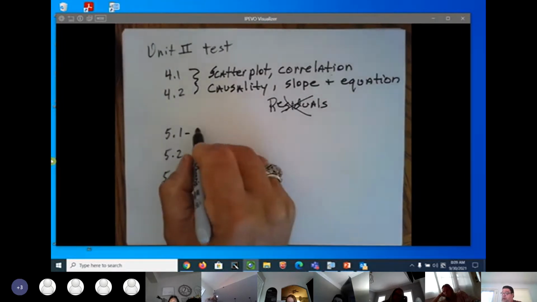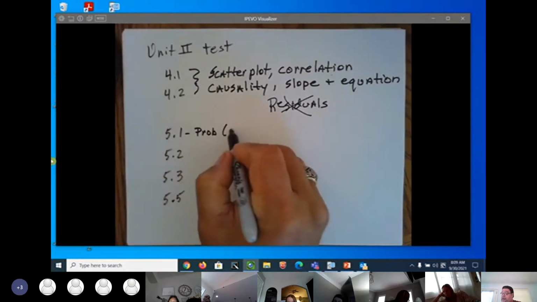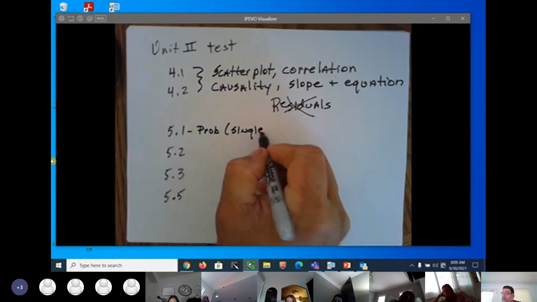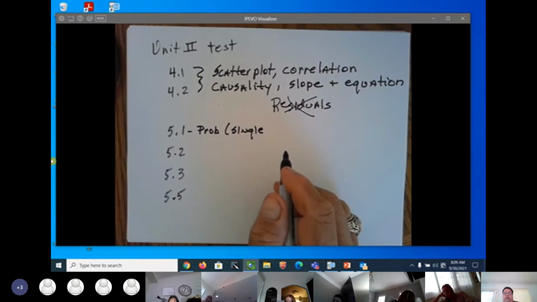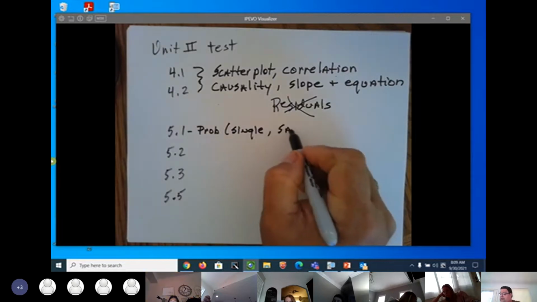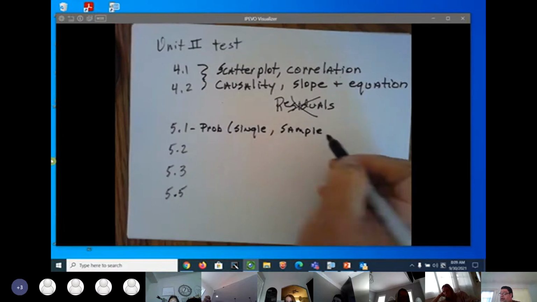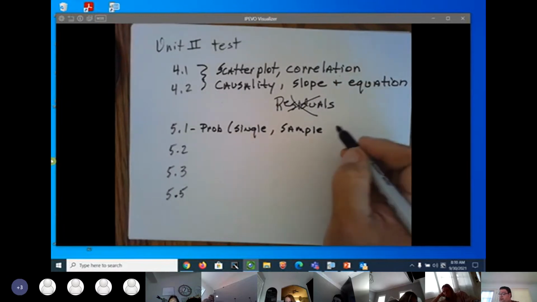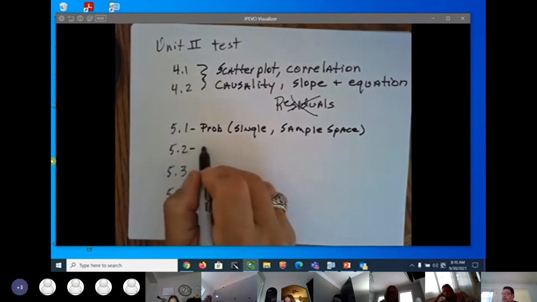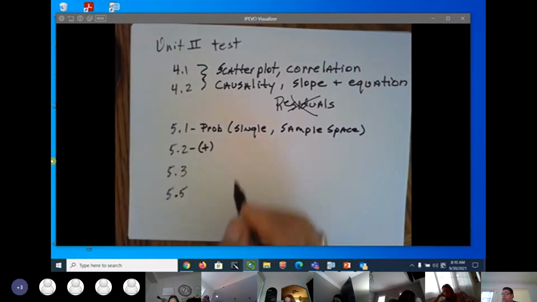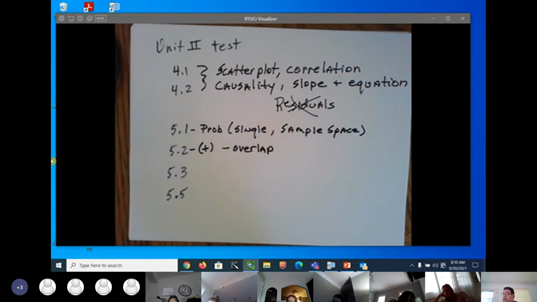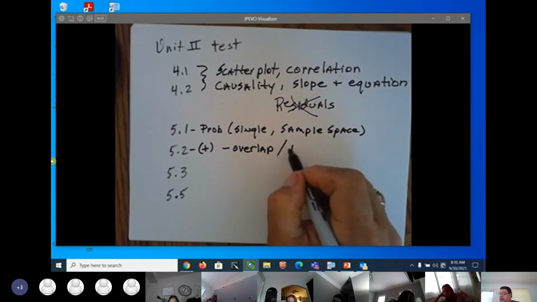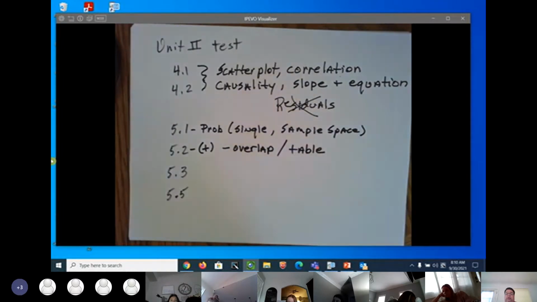5.1, probability. Probability with a single event, like the probability of pulling a king out of a deck of cards, and sample space. What is the probability of having 3 girls with 3 children? 5.2 is the additive law. Always subtract the overlap. And always try to put in a table form. So go from a question to a table.